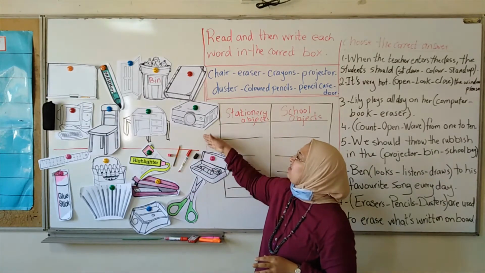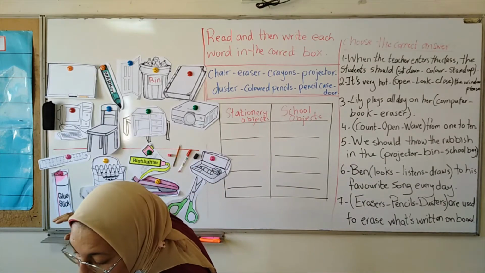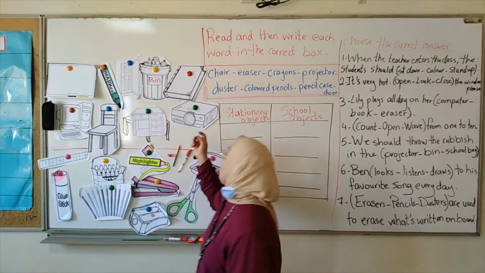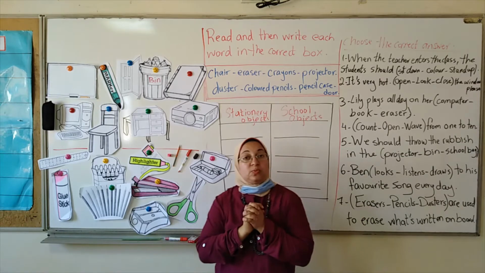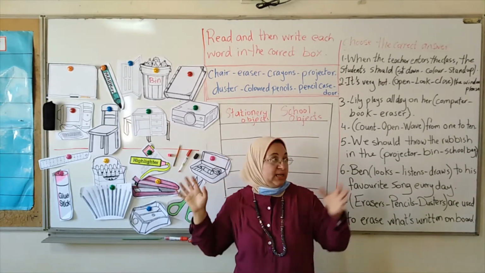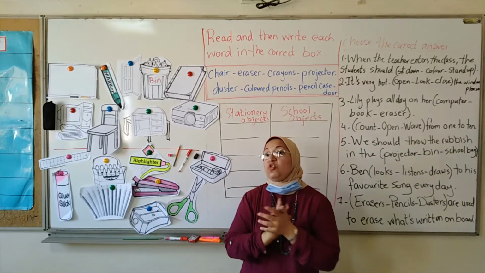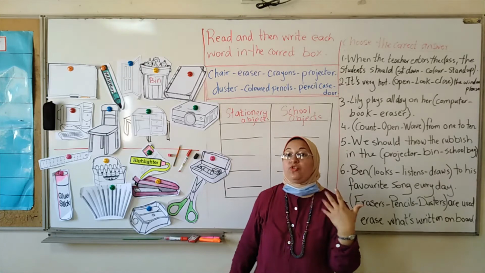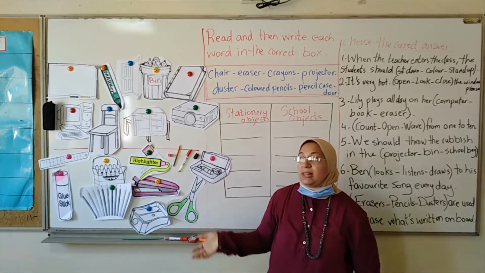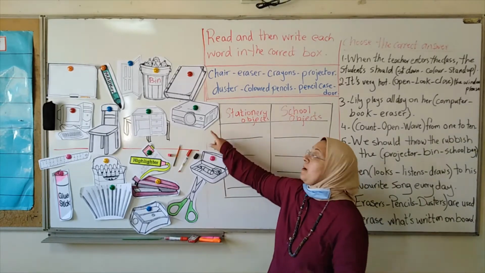What about the second thing we have? What do we call them? School objects. School objects, we said, are the things that I can find inside my class, everything inside my class, but I can't take them with me home. We can't take them home. We just use them here and leave them here when we go home. Okay, like what school objects?